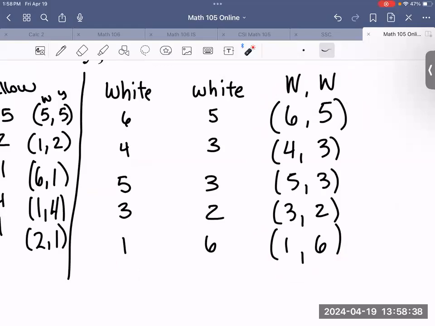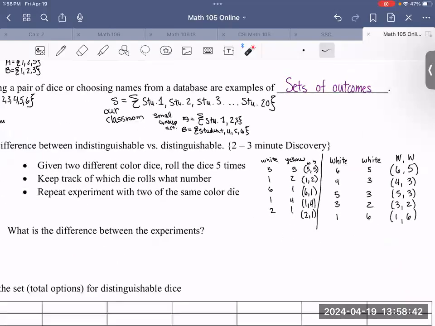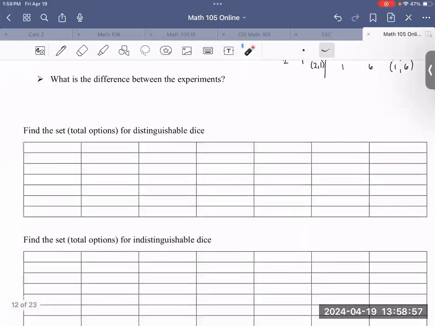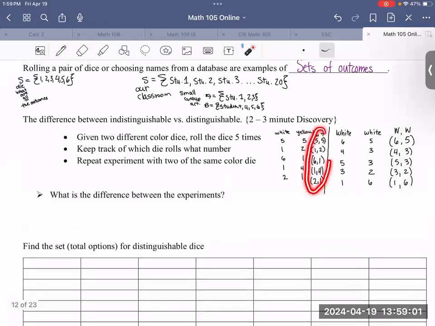Nobody does that, right? So our difference between the experiments is that you cannot determine which color threw what here, right? Or which dice threw what in your hand. Indistinguishable. So that being said, that idea that you can definitely tell which dice threw what, versus this one, not so much.